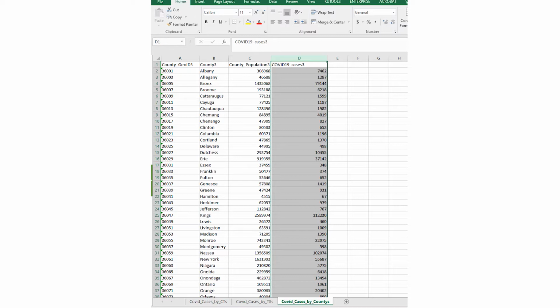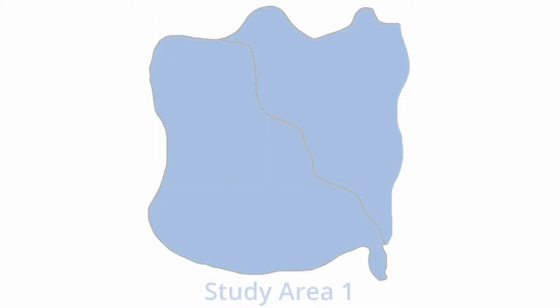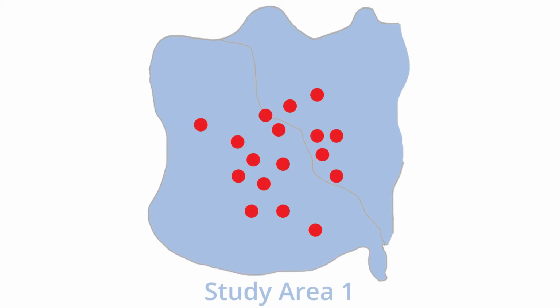Now that we understand the structure of the data, let's create the dataset for Study Area 1, Primary Care HPSAs. We will join all three datasets containing counts of COVID-19 to the Primary Care HPSAs dataset. This join will be done 3 times, 1 join for each level of geography. Let's start with census tracts.